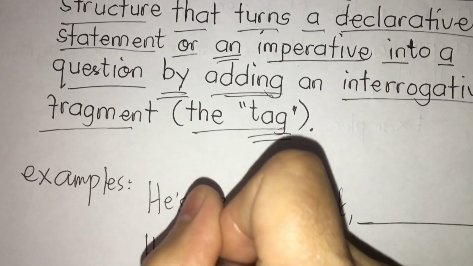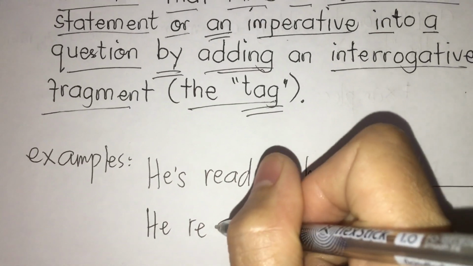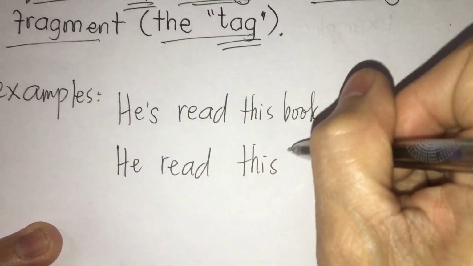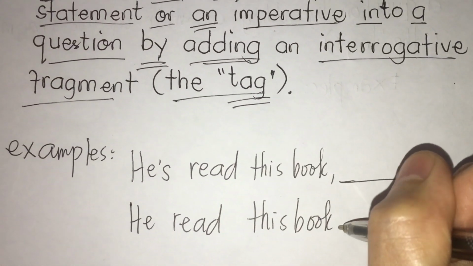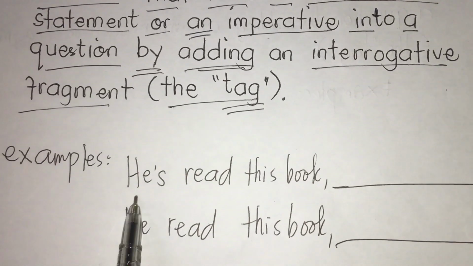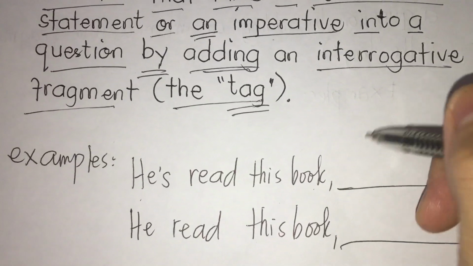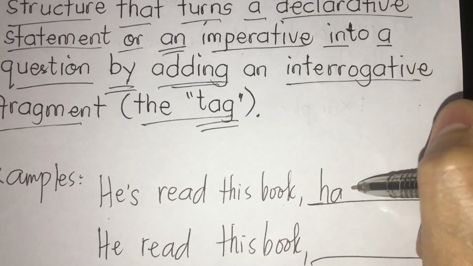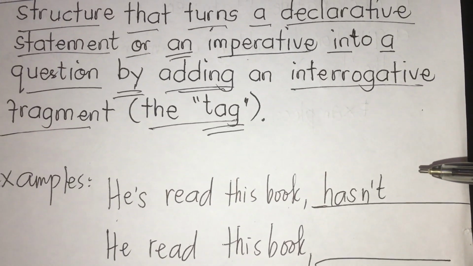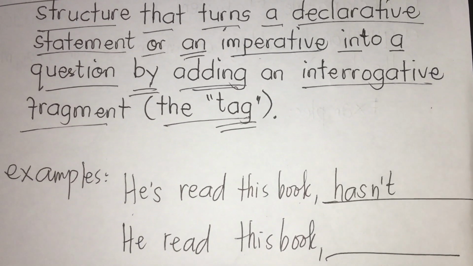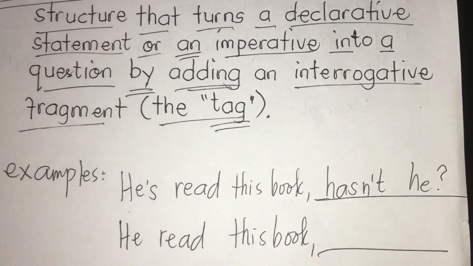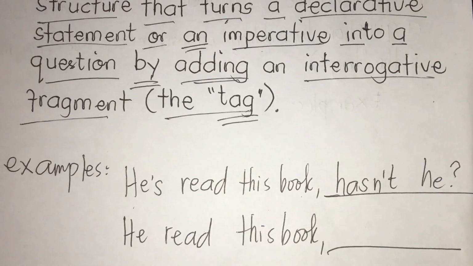Another, he's read this book. Okay, I'm going to write first here the tag question. He's read this book. In the tag question, I'm going to write here hasn't. That means a contraction form for has not. Hasn't he? Like that. We're just asking if he has read the book.